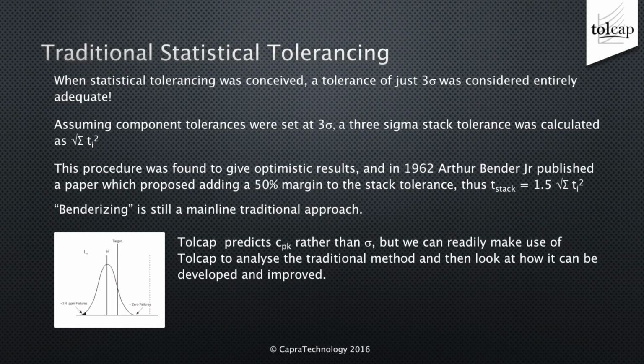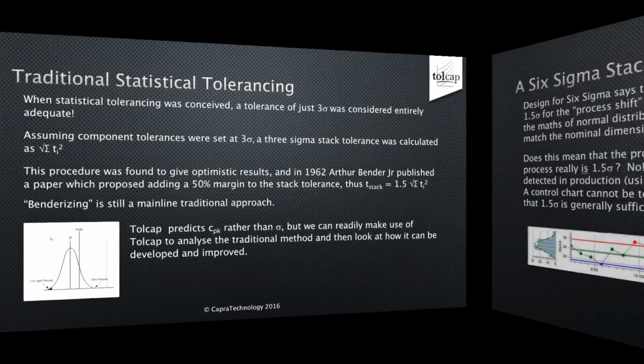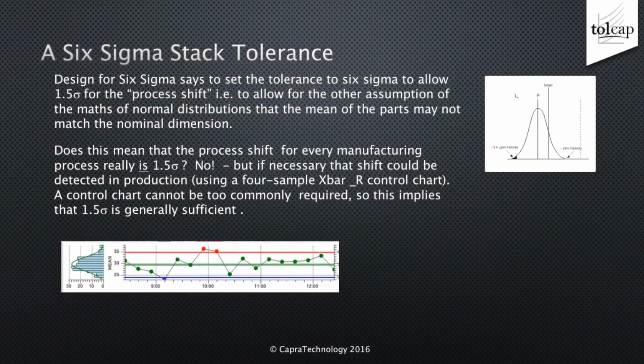Tolcap predicts CPK rather than sigma, but we can readily make use of Tolcap to analyse the traditional method and then look at how it can be developed and improved. While traditional statistical tolerancing works with 3 sigma tolerances, let's start from the rather more up-to-date design for 6 sigma. DFSS says to set the tolerance to 6 sigma to allow 1.5 sigma for the process shift, i.e. to allow for the other assumption of the maths of normal distributions that the mean of the parts may not match the nominal dimension.